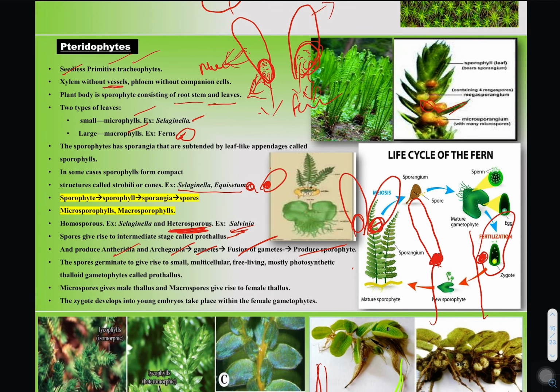The main important thing to note down here is the difference between bryophyte and pteridophyte with respect to their life cycle. If you get this point, this whole chapter will be easy for you. Thank you.